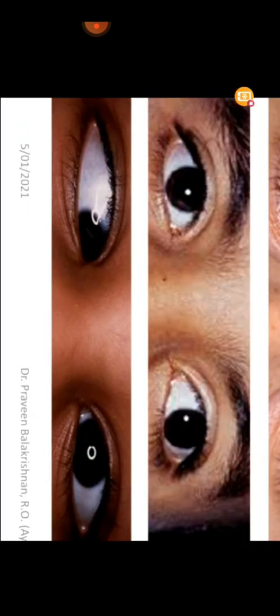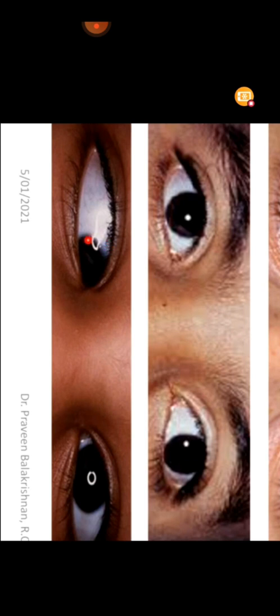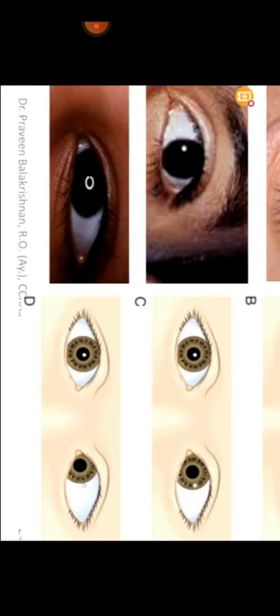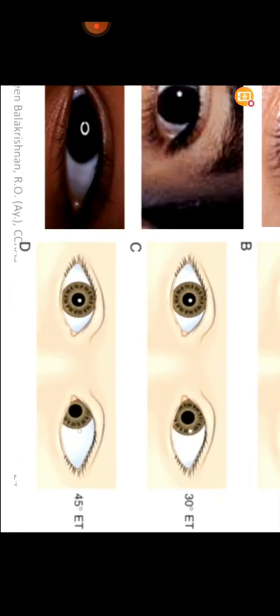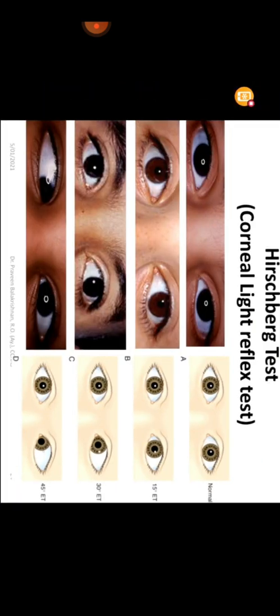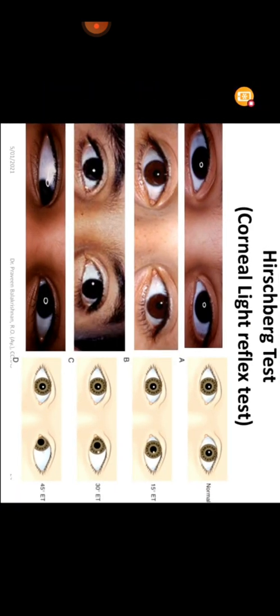And you can see the last picture. In this picture, it has reached the corneoscleral junction, which we call the limbus. For that, we give 45 degrees. So based upon the degree of deviation on the Hirschberg test, you can note down what degree of deviation you had initially before the treatment and what degree of deviation exists after the treatment. And you can show it to the patient, or you can describe it. Okay, this is what is called the Hirschberg test.